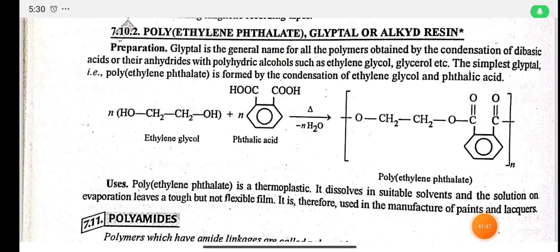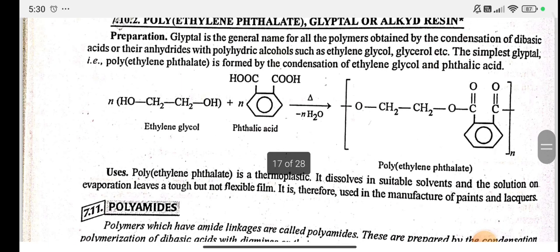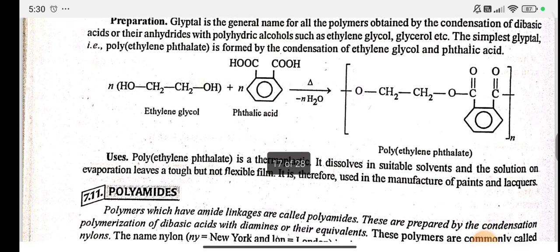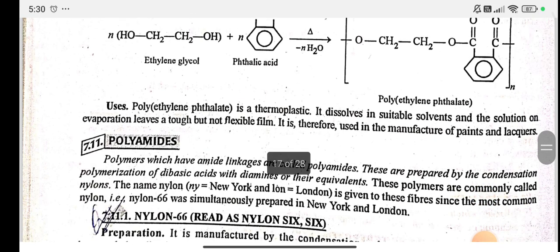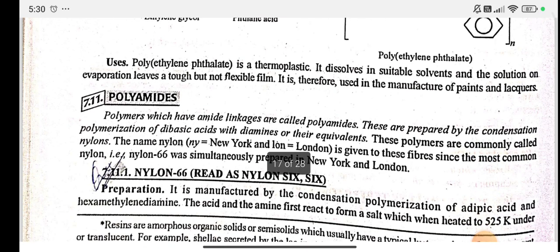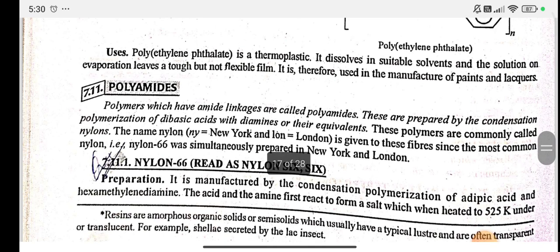Glyptal is a general name for all the polymers obtained by the condensation of dibasic acids or their anhydrides with polyhydric alcohols such as ethylene glycol, glycerol, etc. The simplest glyptal, polyethylene phthalate, is formed by the condensation of ethylene glycol and phthalic acid. Polyethylene phthalate is a thermoplastic. It is dissolved in a suitable solvent and the solution on evaporation leaves a tough but not flexible film. It is therefore used in the manufacture of paints and lacquers.